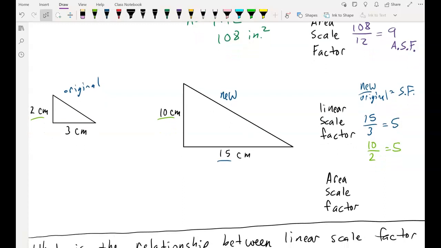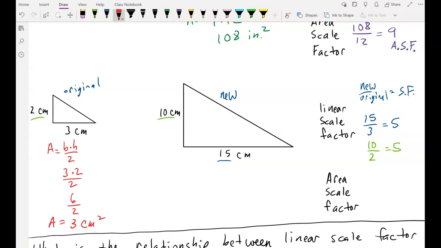Okay, well, let's see what our area scale factor is going to be. Now, the area of a triangle is a little bit different. Remember, it's base times height divided by 2. Our base is 3. Our height is 2. Divide that by 2. 3 times 2 is 6. 6 divided by 2 is 3. So the area of this triangle is 3 square centimeters.